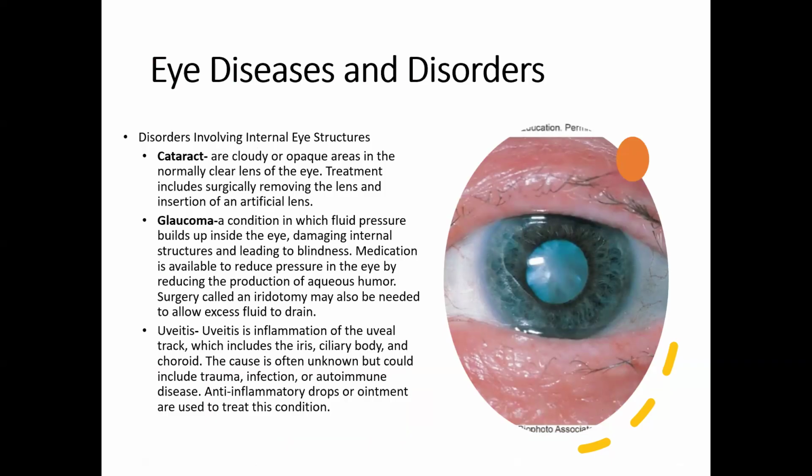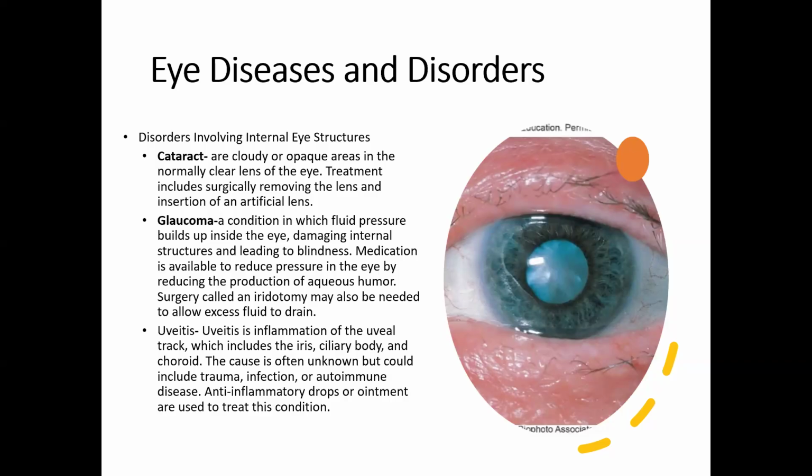Glaucoma is a condition in which fluid pressure builds up inside the eye, and that can cause damage to the internal structures and may lead to blindness. Medication is available to reduce the pressure in the eye by reducing the production of aqueous humor, which is the fluid that is found in that chamber of the eye.